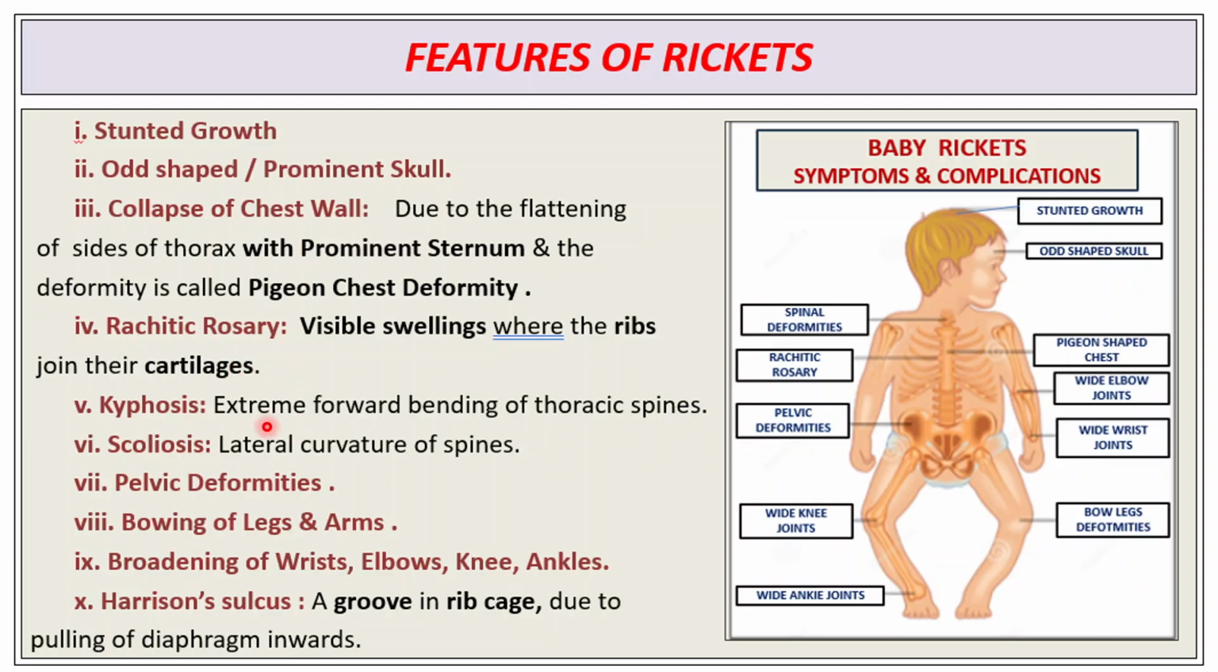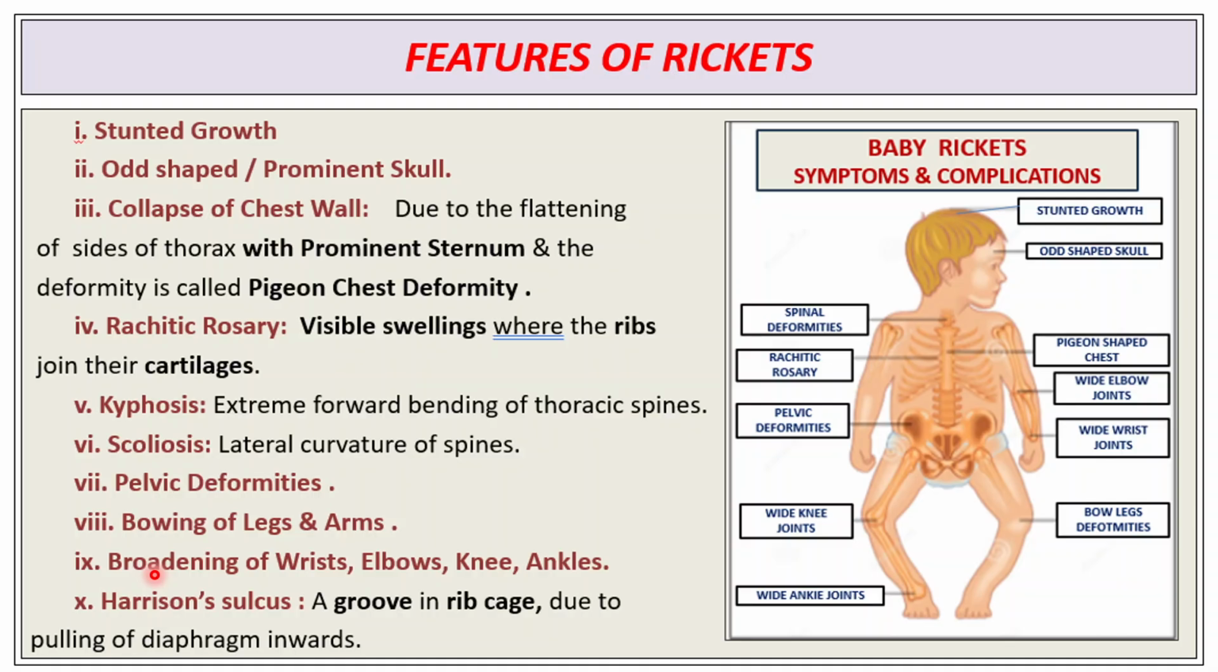Then there may be kyphosis, an extreme forward bending of the thoracic spine or vertebral column. There may be scoliosis, lateral curvature of the spine. Sometimes there may be kyphoscoliosis, that is, both kyphosis and scoliosis, forward bending as well as lateral bending. There may be pelvic deformities. Then bowing of the legs and arms. The legs become bowed, and the arms also become bowed.